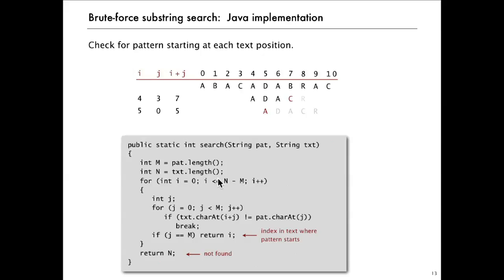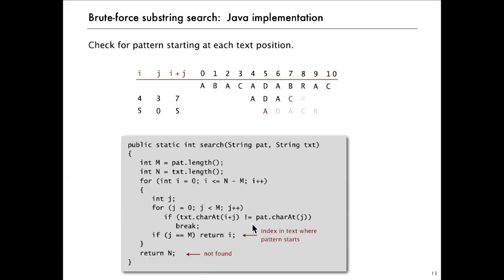And we're going to potentially look at every position, the pattern could start at any position in the text from 0 to n minus m. And for every value of i, we create a new j, and we look for the match between the pattern at position j and the text character at position i plus j. If we get all the way to j equals m, then we found a match at i. If we get a mismatch, then we get a break before j equals m, and we go and try the next value of i. And if we get all the way through there without returning, then we just return n, which is one past the index of the last text character, the length of the text, and that's an indication that the pattern was not found in the text.